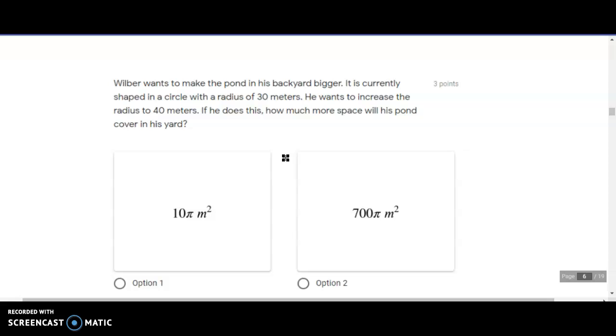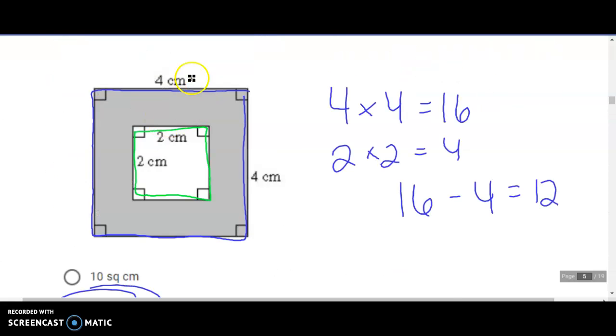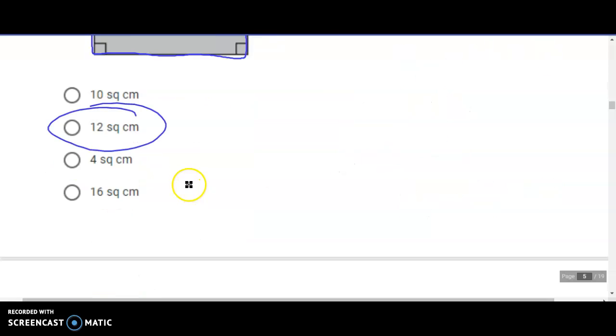Okay. The next question, Wilbur wants to make a pond in his backyard. I know that you came in for a little bit of extra help on this one. I'm not sure if you got it right or not. I'm pretty sure you did. But he starts with a circle with a radius of 30 meters, and he wants to make it into a radius of 40 meters. How much space will his pond cover? So this is exactly like this last question up here, except with circles.